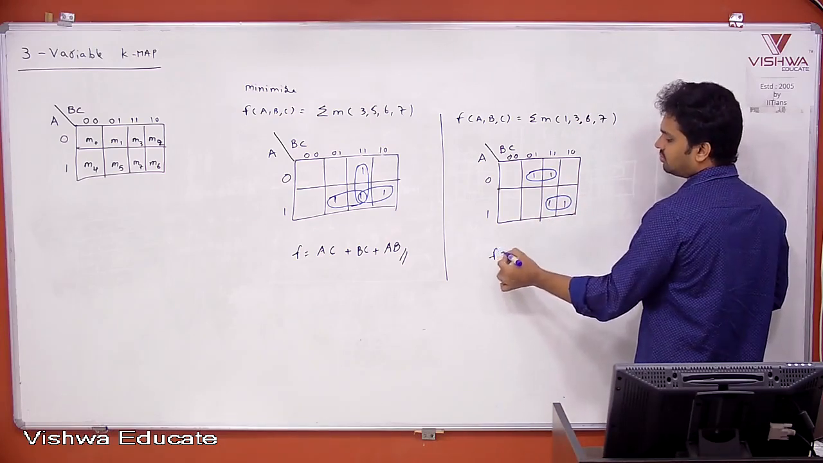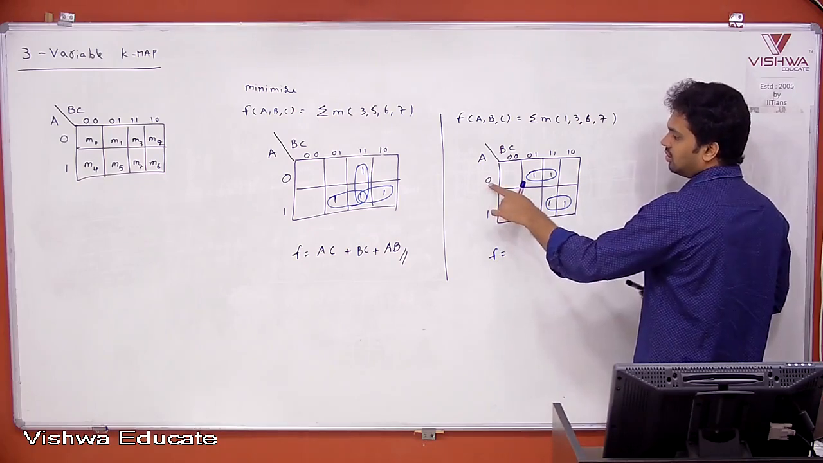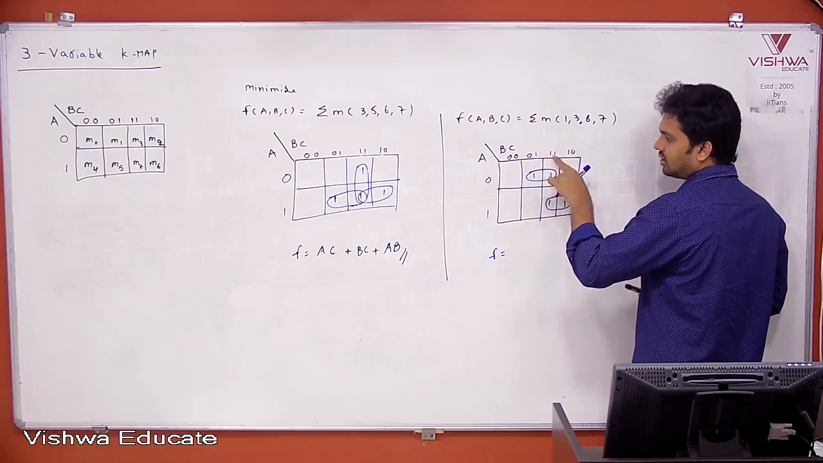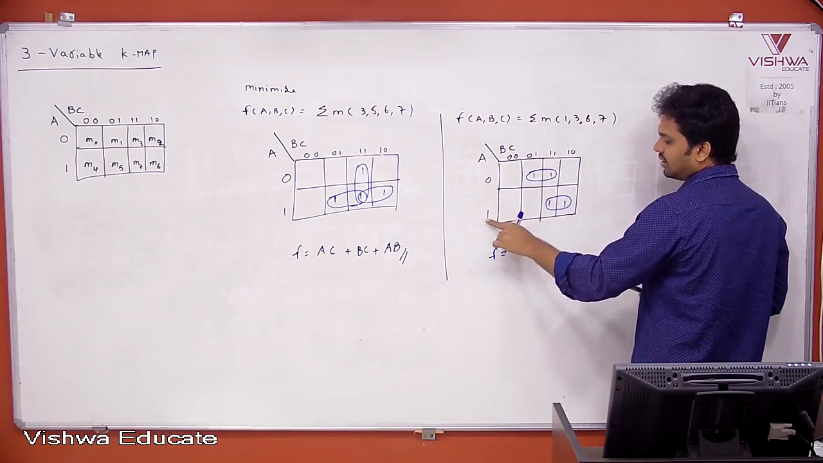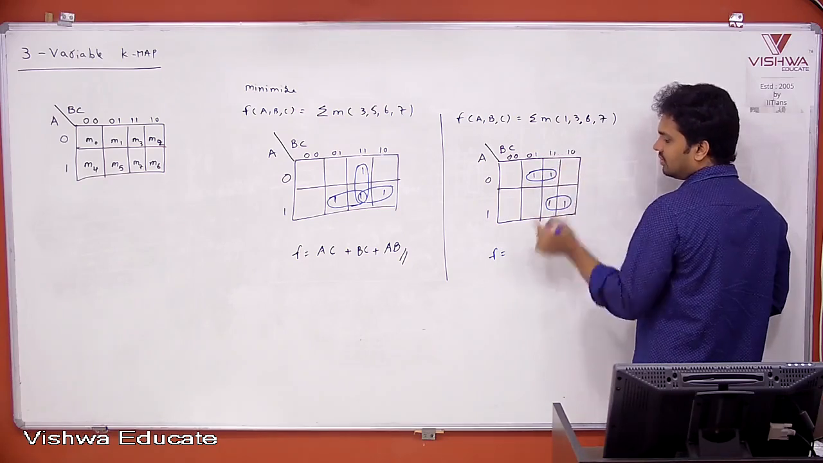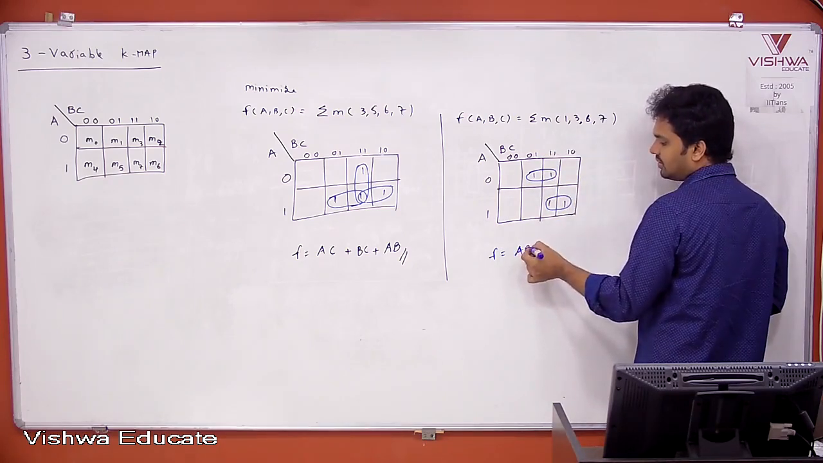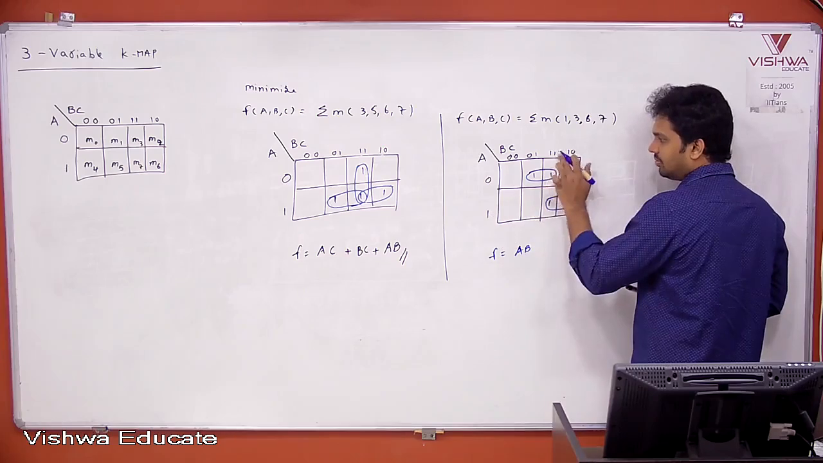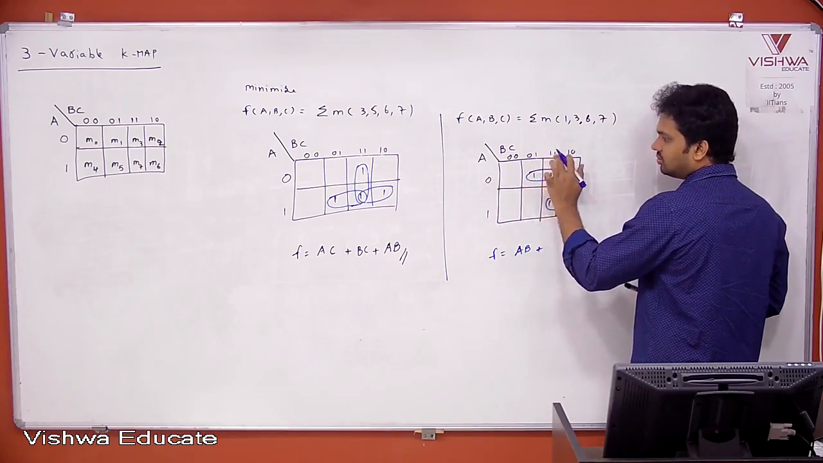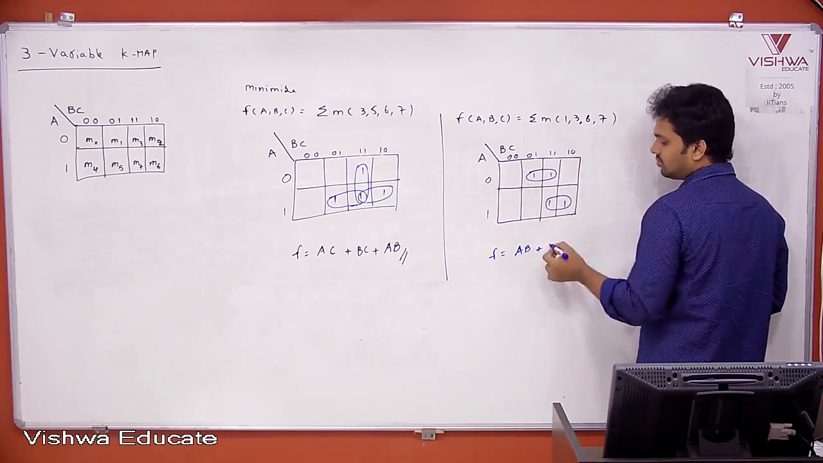F equal to, for this pair A bar into what is common? 1 is common means C. Here A into what is common? 1 is common at the position of B. So you can say F equal to AB for this pair A into B, plus for this pair A bar into C.